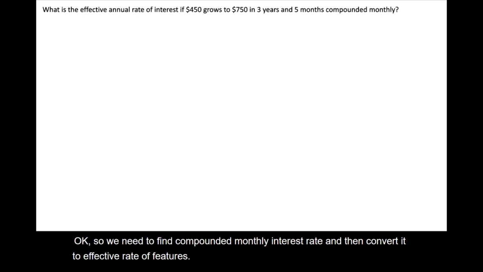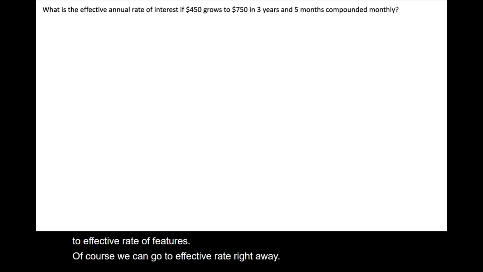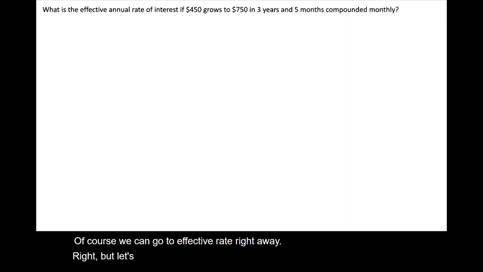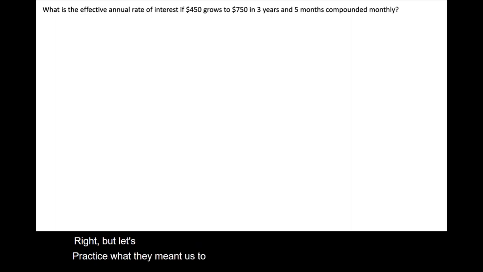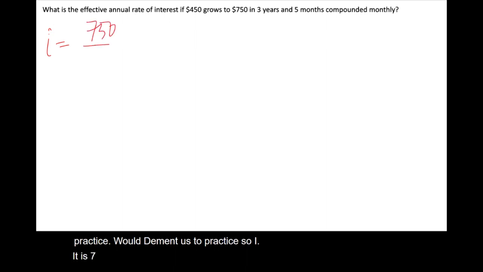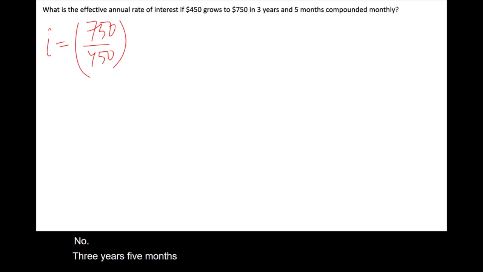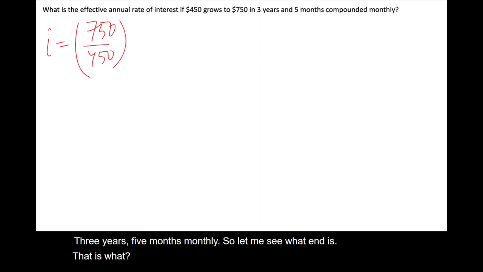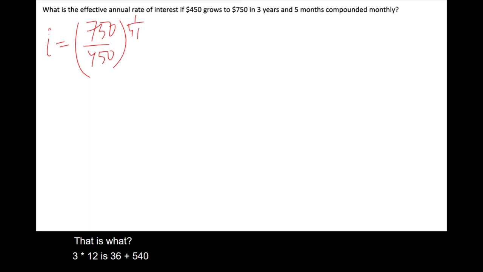Of course, we can go to the effective rate right away, right? But let's practice what they meant us to practice. So it is 750 over 450. Now, 3 years, 5 months, monthly. So let me see what n is. That is what? 3 times 12 is 36 plus 5, 41. 1 over 41 minus 1.